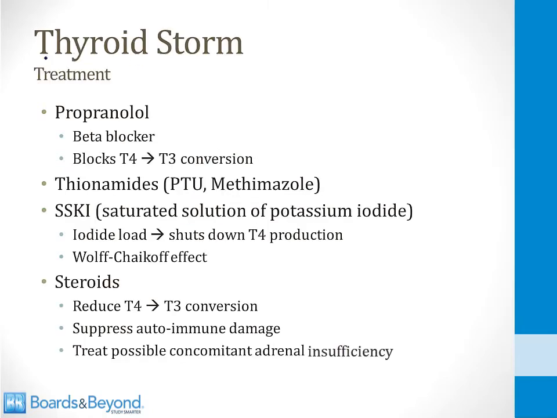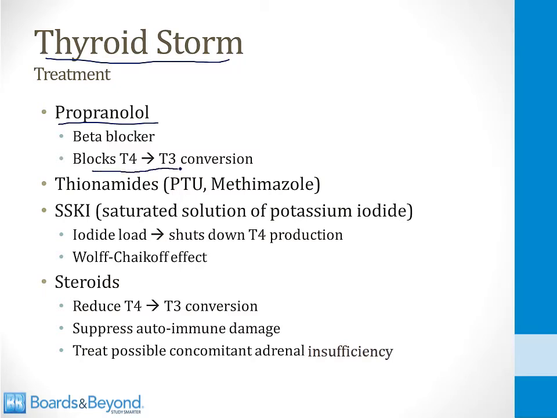If patients present in thyroid storm from Graves' disease or in thyroid storm from an unknown cause, there are some special treatments that are often used. First of all, propranolol is often the beta blocker of choice in this situation, and that's because propranolol can block the conversion of T4 to the more potent T3.